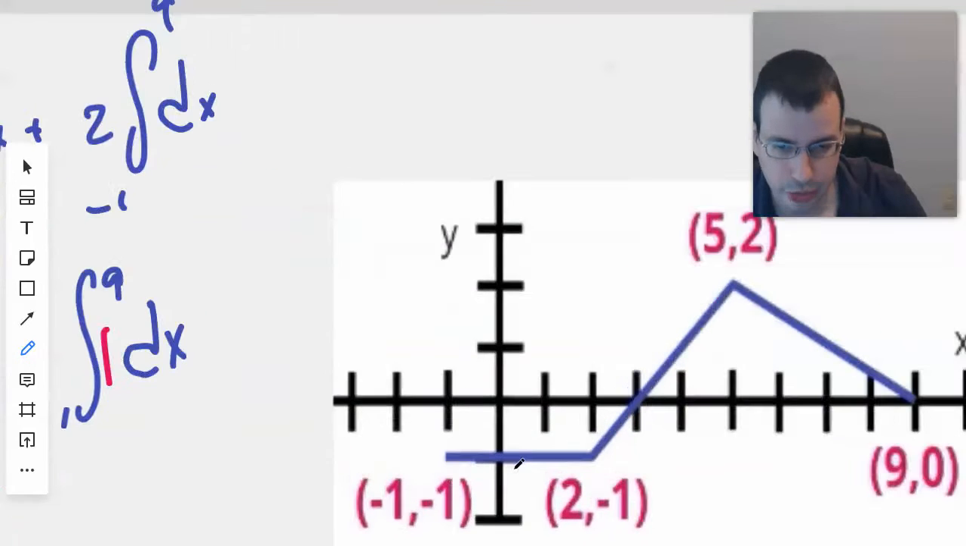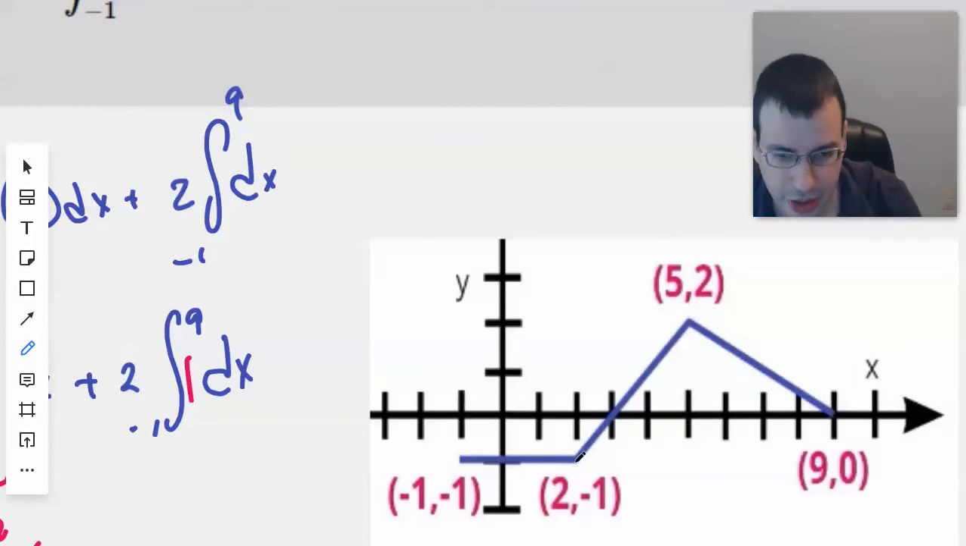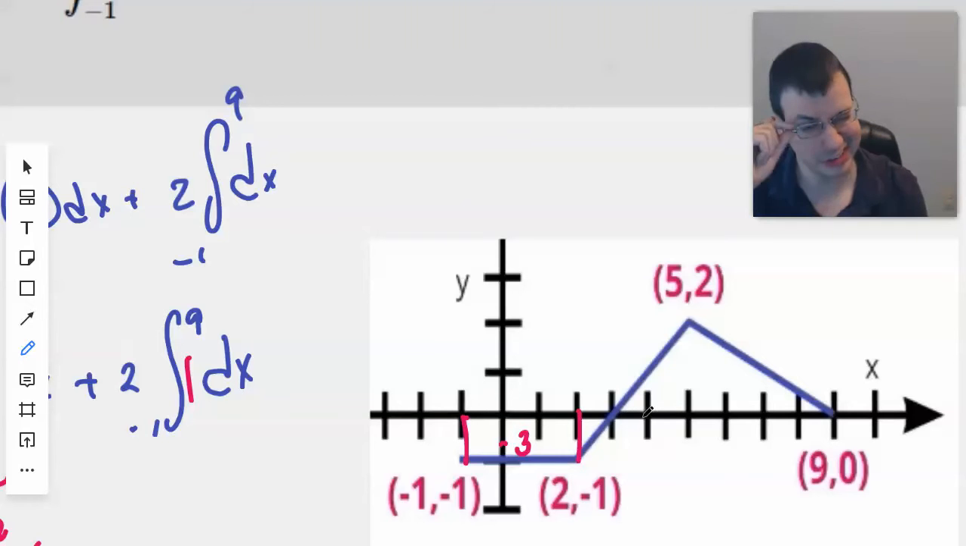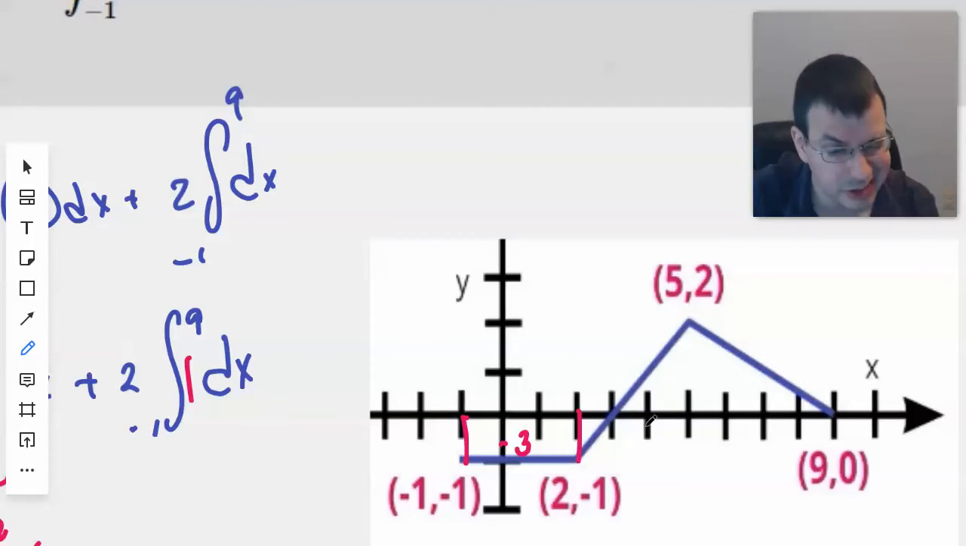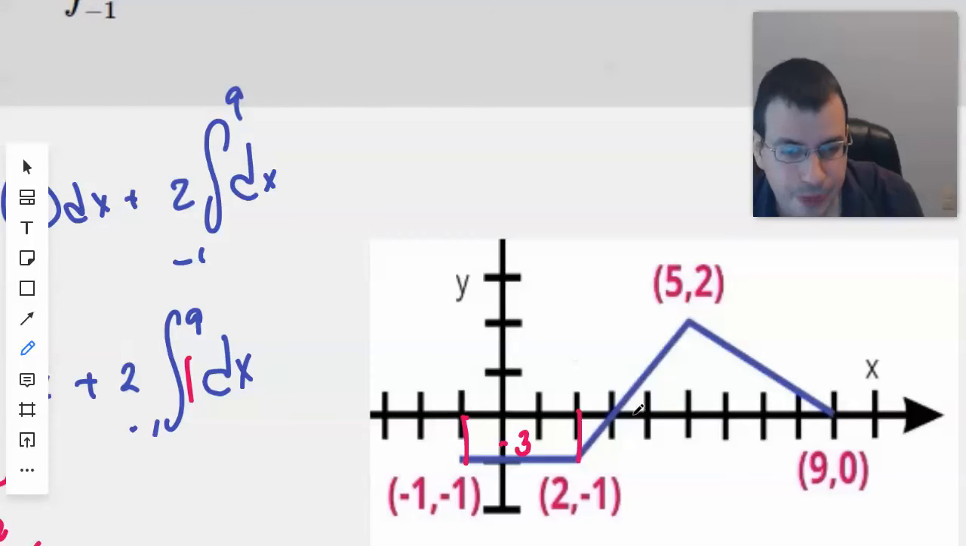So zooming in, looks like we got kind of like a rectangle right here. So we'll say this is 1, 2, 3 by 1. So -1 times 3 is, I don't know, -3. Yes. This, I'm not even gonna, should I count that? Okay, so this will be -1/2 because it's below the curve.